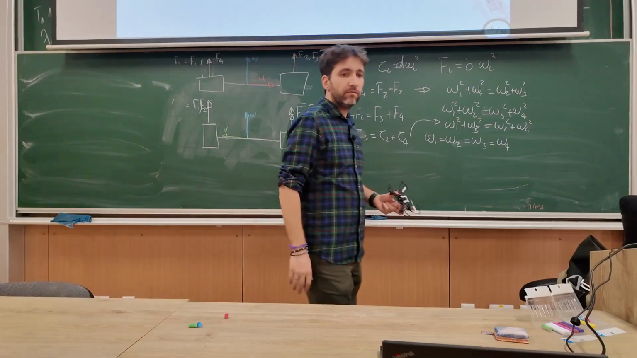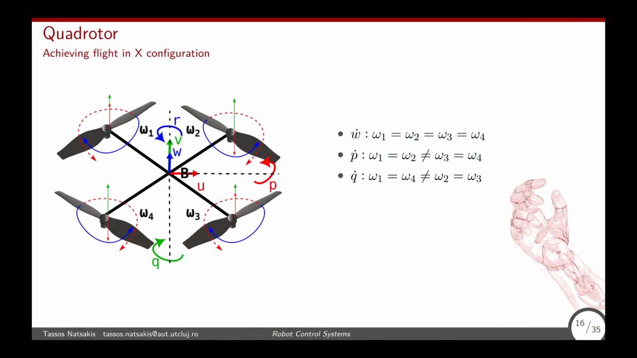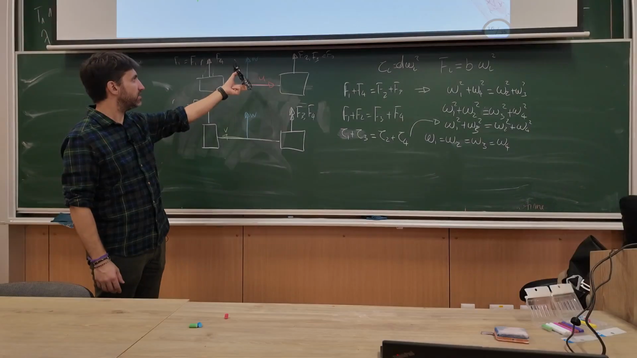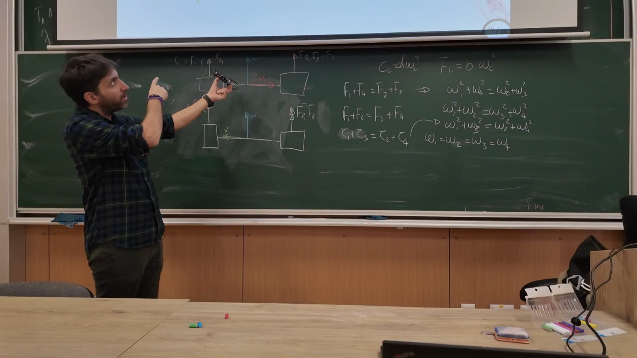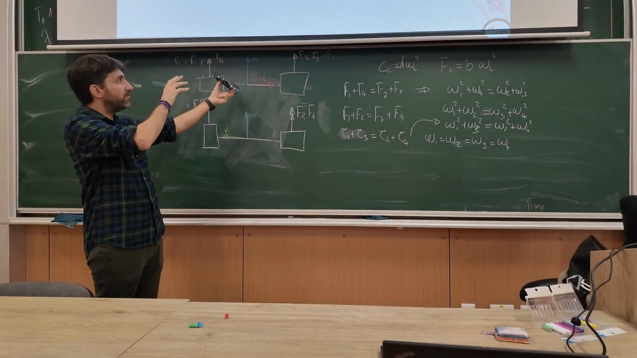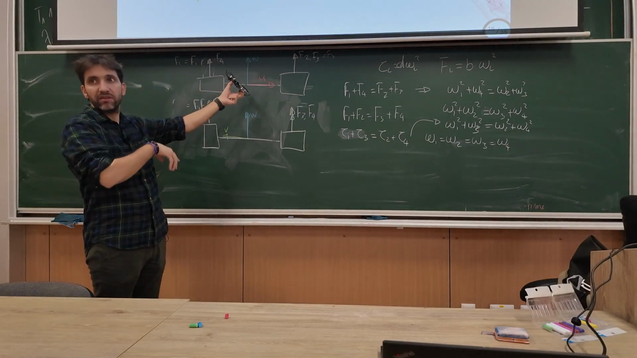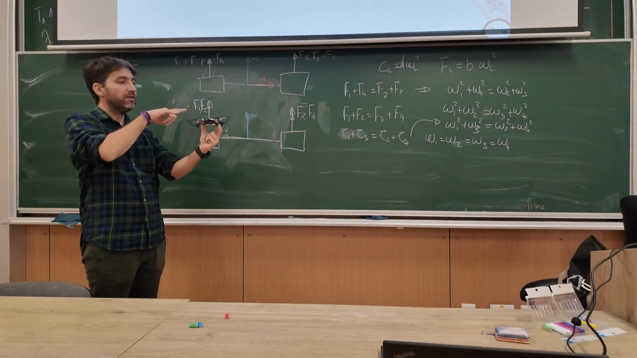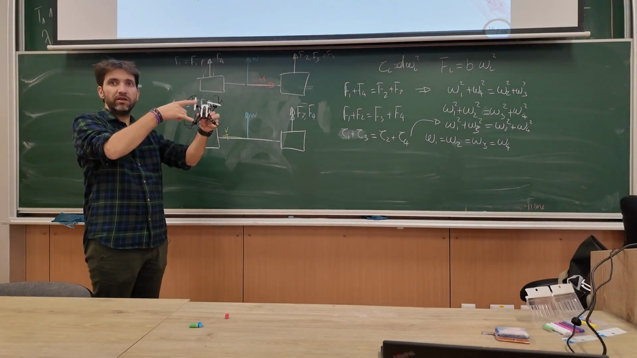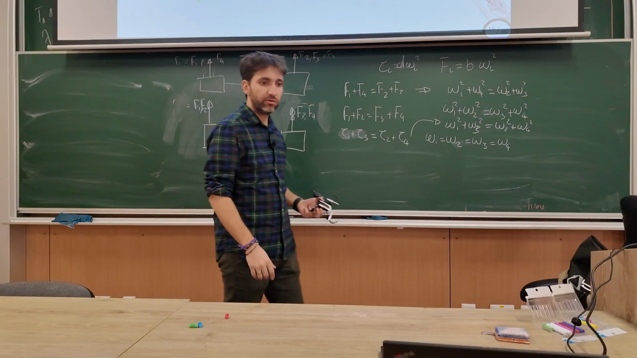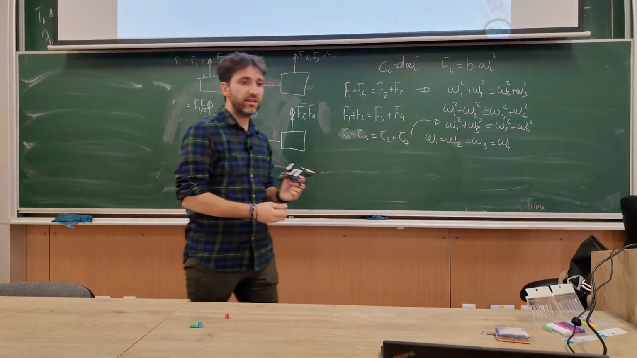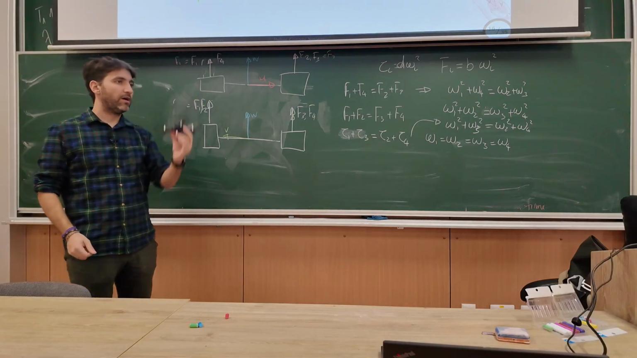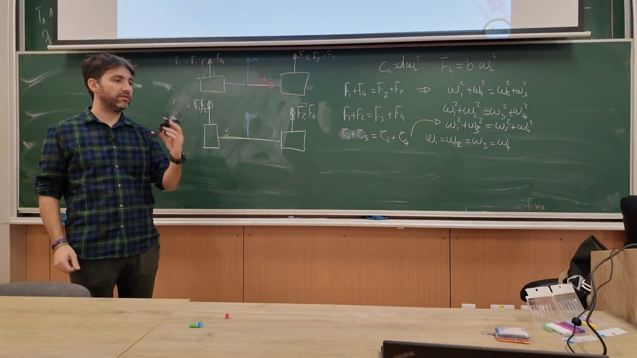Okay. Just to move on, if I want to move in the other direction, so basically if I want to move in this figure like this, then I need to make sure omega 1 equals omega 4 and is different from omega 2, which is equal to omega 3. Again, these two move opposite, so they have to cancel each other's torques. So this is the main thing. I can go up, down, and I can tilt.